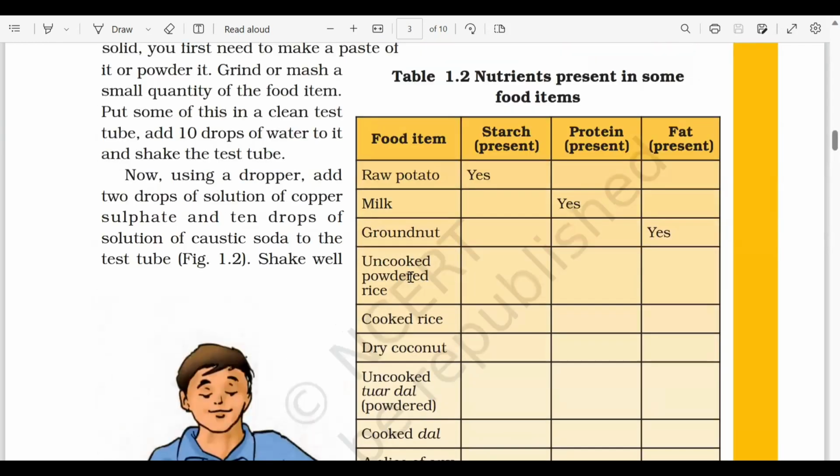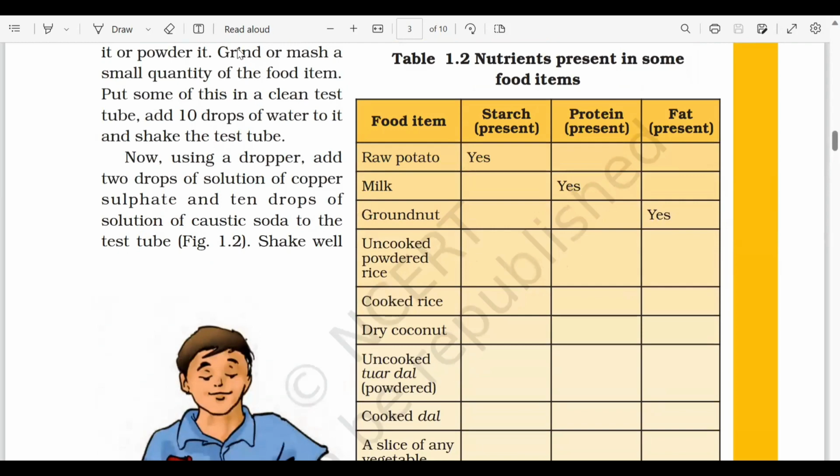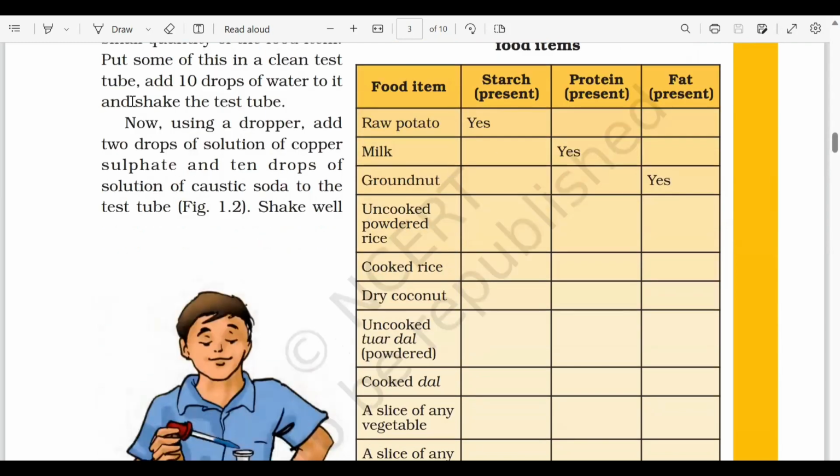So if you do these nutrient tests on different food items, you will observe that raw potato consists of starch, milk is rich in protein, groundnut will give a positive test for fat, uncooked powdered rice is rich in starch. Okay, so you will detect the presence of starch in this. No proteins, no fats. Cooked rice, maybe there is a presence of starch. If we talk about dry coconut, it is rich in fats. Okay, it will give a positive result for fats.